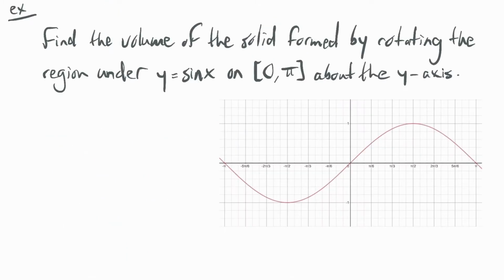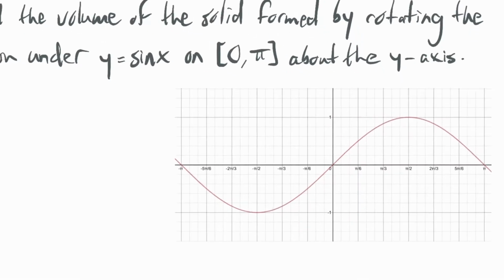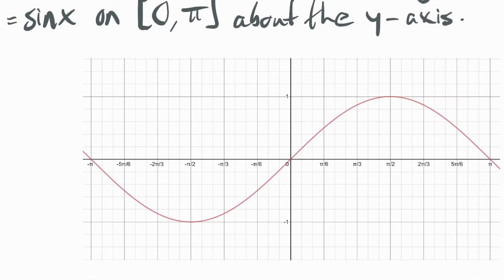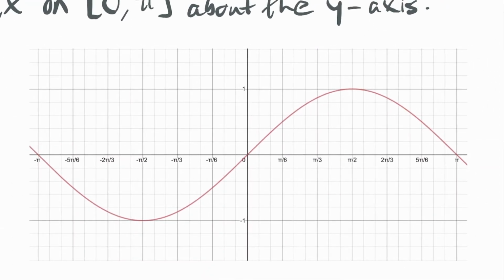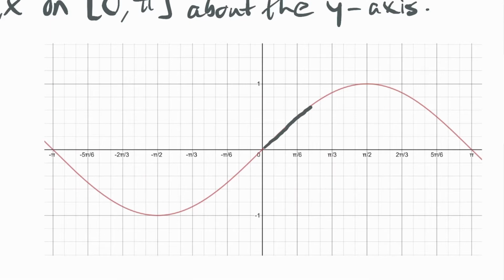Okay, so let's do an application problem. We're going to find the volume of the solid formed by rotating the region under the curve y equals sine of x on the interval 0 to pi about the y-axis. So I got the function graphed here, and some superfluous part of it, but that's fine. So we want to take this curve. I'm going to try to trace it in gray. There, I just wanted it to stand out a little bit more. So let's try to highlight it. So we're going to take this region, and we're going to revolve it about the y-axis, okay?